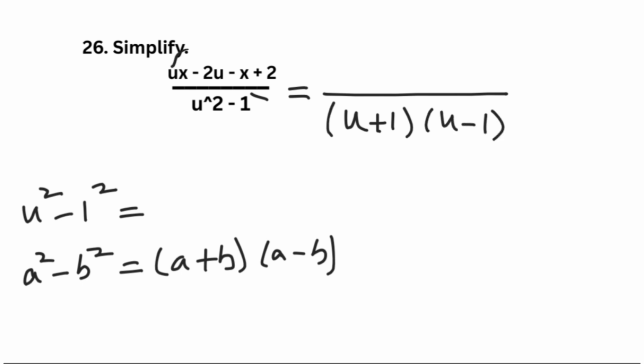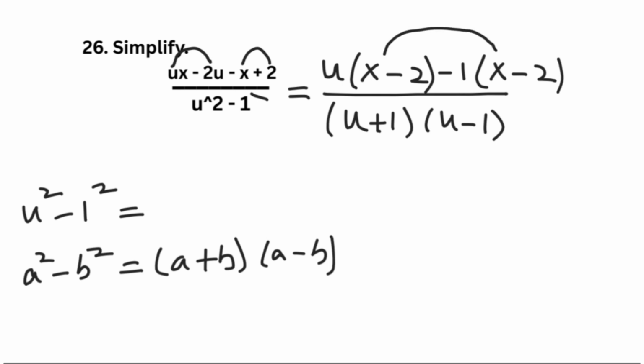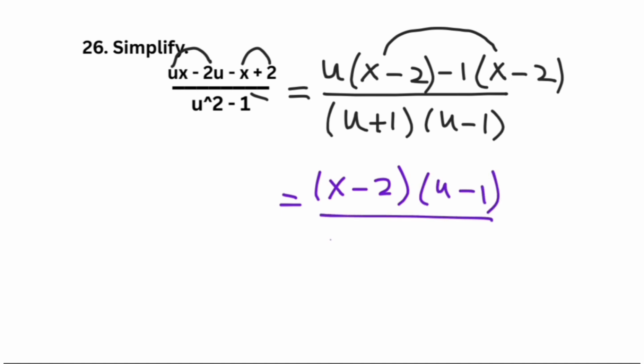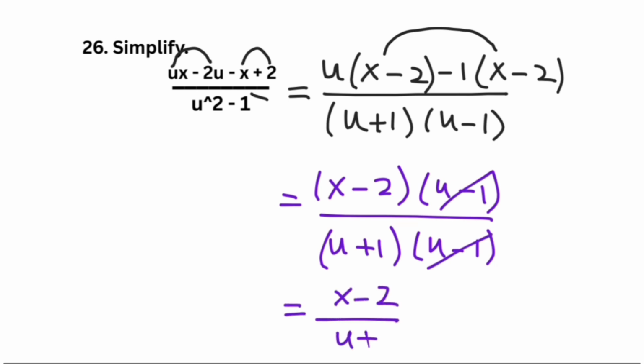And in the numerator, in these two terms, we have u as common. If we take u as common, we are left with x minus 2. And in these two terms, if we take minus 1 as common, we get x minus 2. Here x minus 2 and here x minus 2. If we take it common, that is going to be (x minus 2) times (u minus 1). And in the denominator we have (u plus 1) times (u minus 1). These two get cancelled. We are left with (x minus 2) divided by (u plus 1). That's it. This is the end of the questions of this paper.